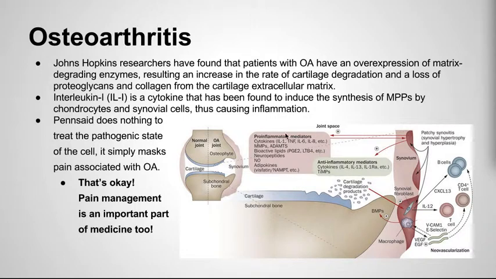So bringing this all back to Pennsaid, it's important to note that Pennsaid literally does nothing to treat osteoarthritis. And you know what? That's okay, because pain management is an important part of medicine. But I like the possibility that you can also treat the disease in addition to treating the symptoms. So we're going to talk more about that with my hypothesis later on.